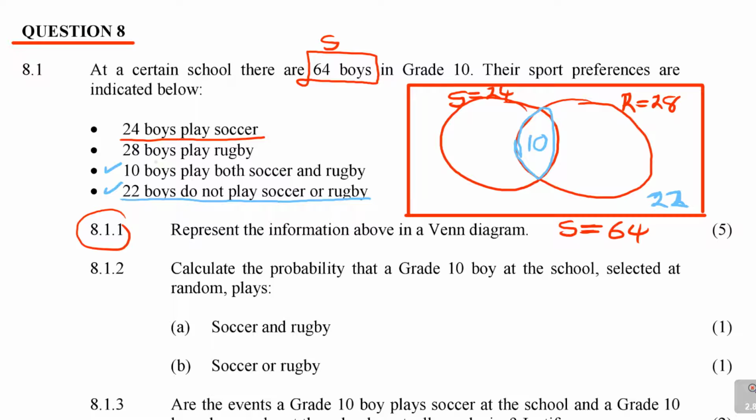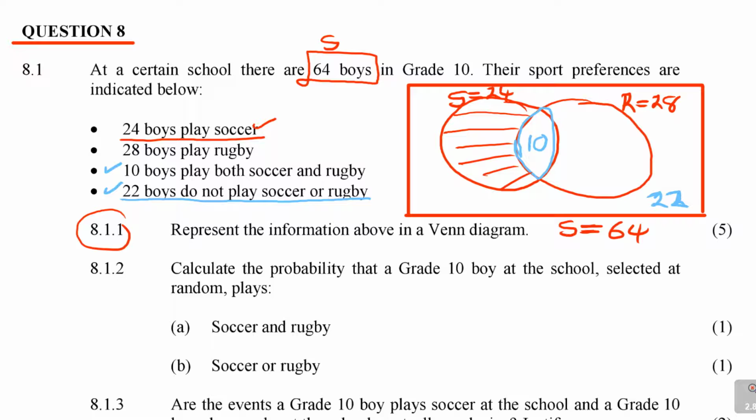And then there comes the part. Look at how you go about this 24. They are saying 24 boys play soccer. You know that those who are playing soccer are all here. But now, what about those who are playing soccer only? If you want to find those who are playing soccer only, it is this group. They play soccer only, but they do not play rugby.